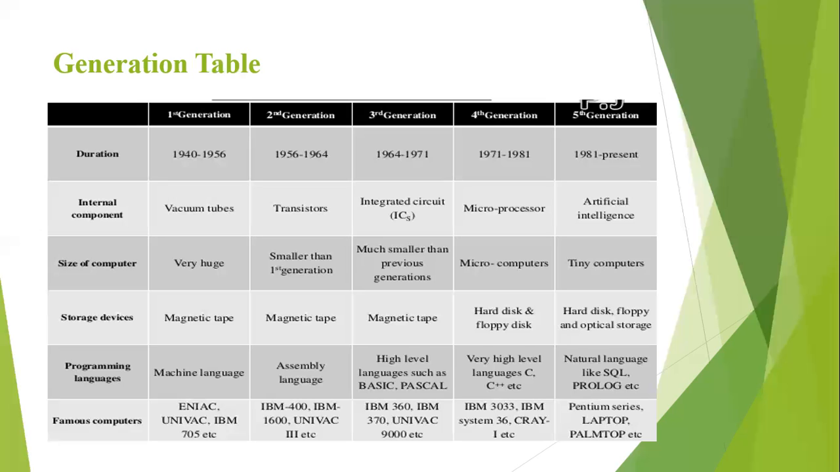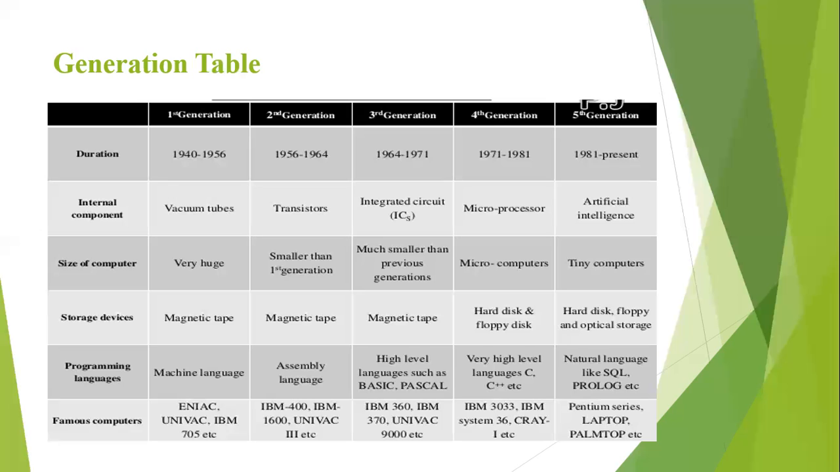Second generation computers, the generation was roughly 1956 to 1964. The integral component was a transistor, because transistors replaced vacuum tubes of the first generation. Second generation computers were smaller than first generation computers. Storage device was magnetic tape again. Programming language was assembly language. Assembly language replaced machine language. Assembly language was written using mnemonics, symbolic names. Famous computers of that generation were IBM 400, IBM 1600, UNIVAC 3, etc.